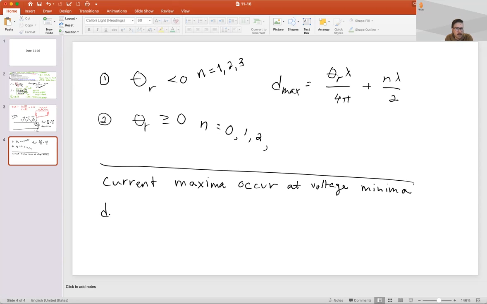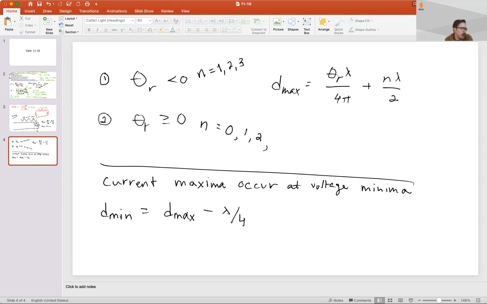So D min is equal to D max minus lambda by 4. So your minimas and maximas will be separated by this quarter wavelength. So we found a current maxima.